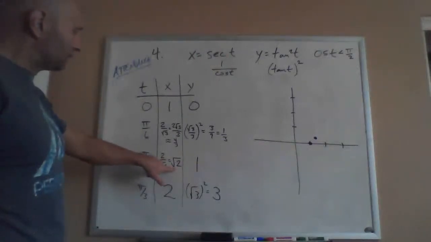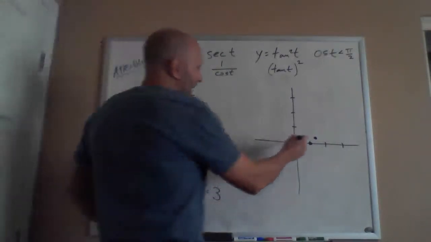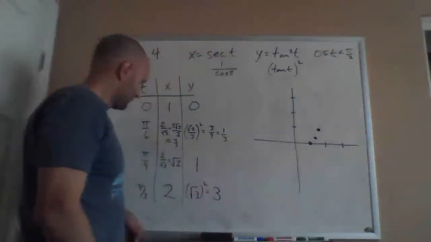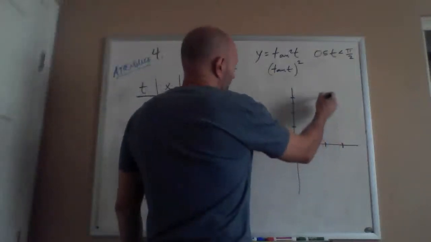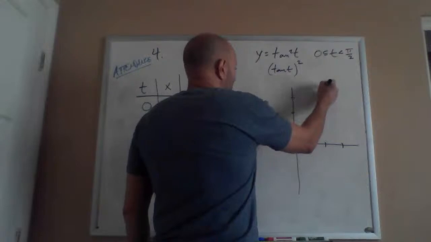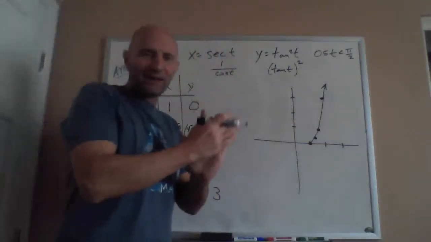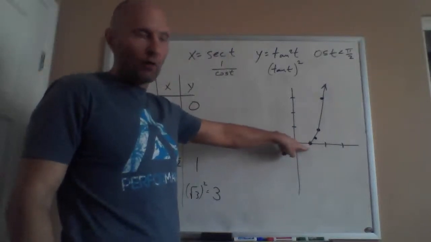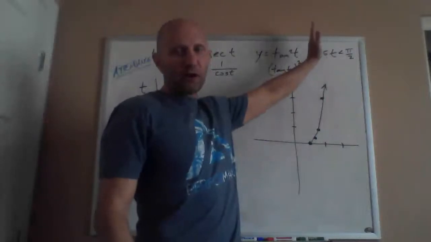Our next point is square root of 2 and 1. Square root of 2 is about 1 1/2. So 1 1/2 and then 1. And our last point is 2, 3. So 2 units over, 3 units up. So this thing looks like this. It's an edge or the side of a parabola. It starts here, no arrow at the bottom here. That's where it starts, but it goes on forever.